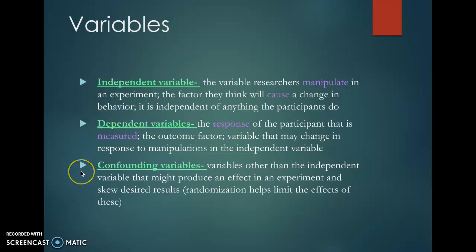The big part is confounding variables. A confounding variable is something other than the independent variable that might produce an effect on the experiment and skew the results. What that means is, let's say there was a medical experiment on a new ADHD drug. The independent variable would be whether the people in the study got the experimental drug or the sugar pill. Which pill are they getting? The dependent would then be the impact it has.